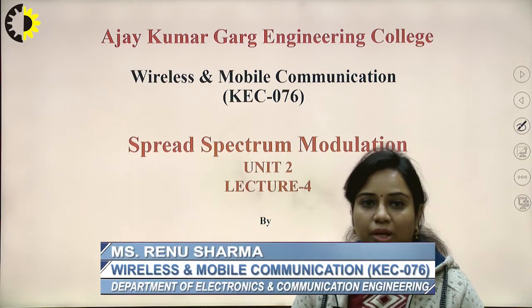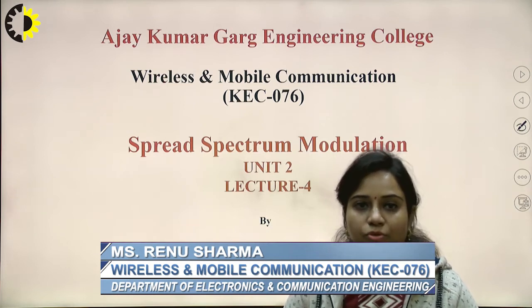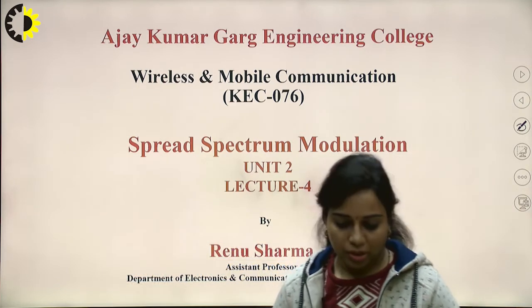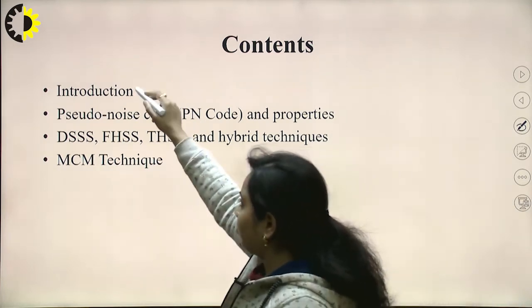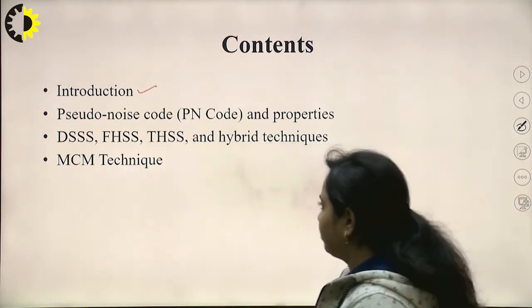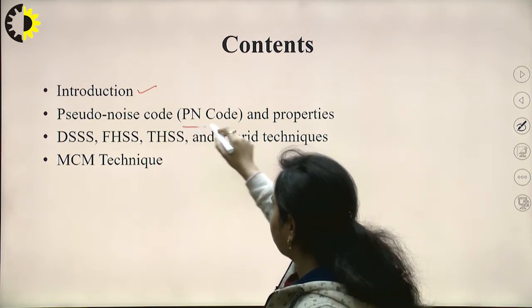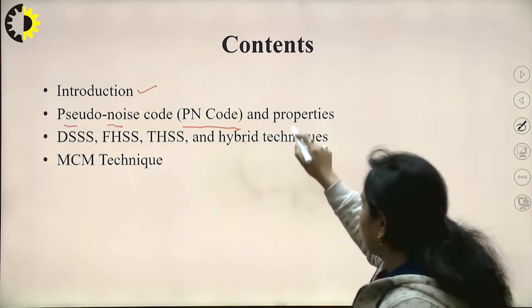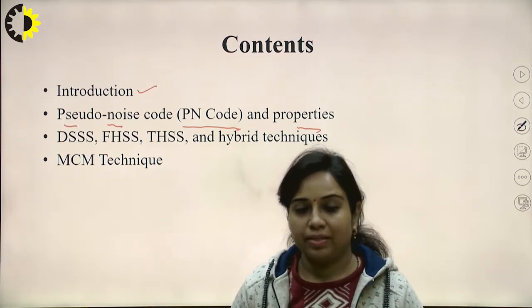Today I am going to start with the next lecture for Unit 2 for the subject wireless and mobile communication. The topic of today's lecture is spread spectrum modulation, or SS modulation. In this lecture we are first going to see the introduction of spread spectrum, then the pseudo-noise code sequence, also known as the PN sequence, then its properties, then the different types of SS modulation that exist.